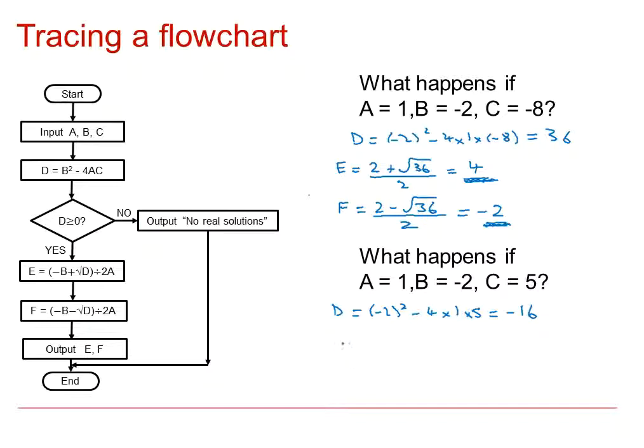And then we go straight to the output, and the output is no real solutions. Notice we then follow this link, which takes us to the termination or the end of the flowchart. So we've just calculated there are no real solutions to the quadratic 1x squared minus 2x plus 5 equals 0.